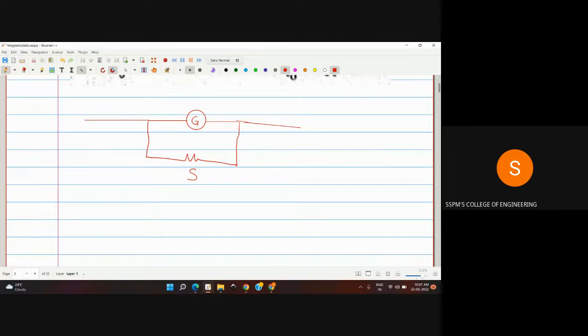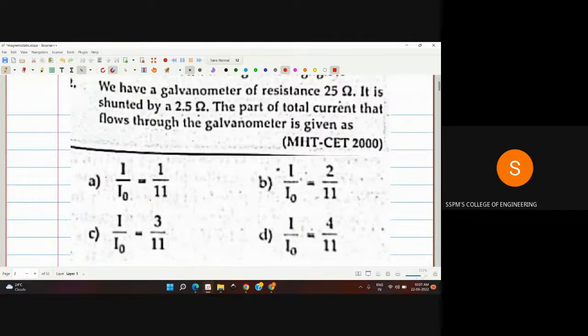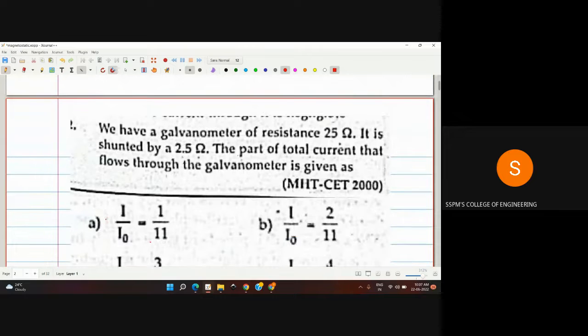तो असा एक गॅलॉनमीटर असतो. इथं तुम्ही करंट मेजर करता आणि याचा रेजिस्टन्स जी आहे. Now let's consider total current is I and current flowing through the galvanometer is Ig, isn't it? आणि S ची व्हॅल्यू किती ती काढायची आहे आपल्याला. काय आपल्याला फाइंड आउट करायचं आहे? The part of total current that flows through the galvanometer.